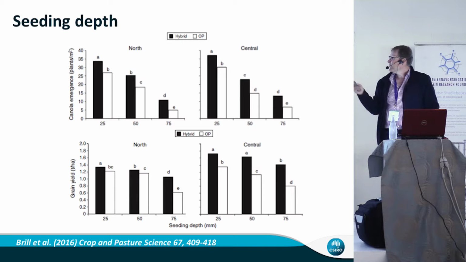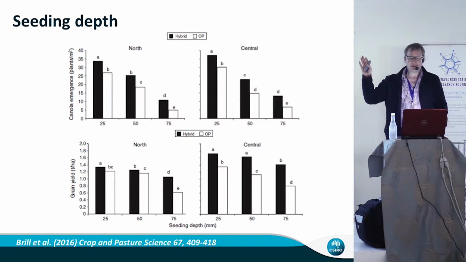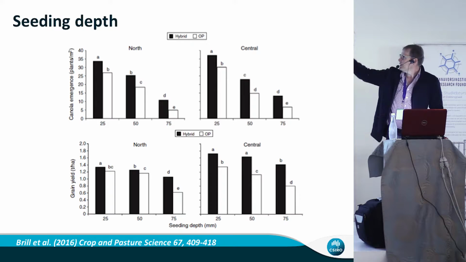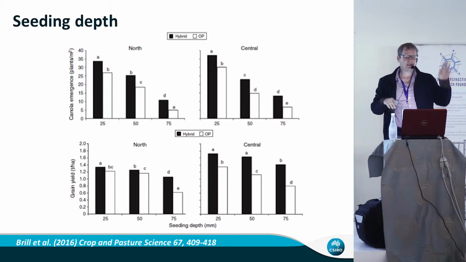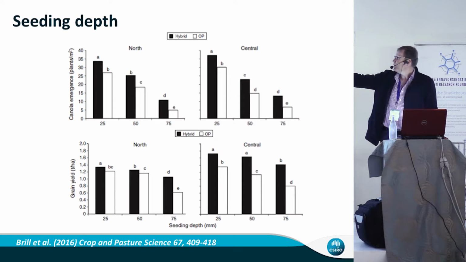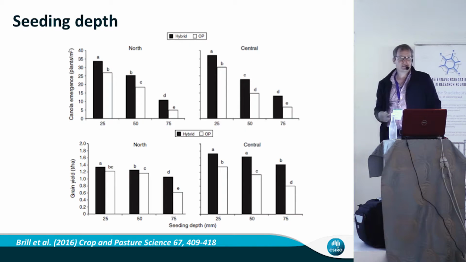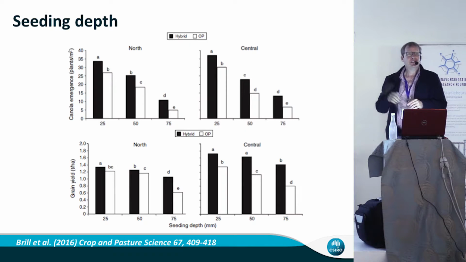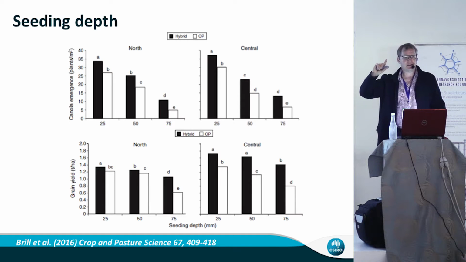I'll just show you some data here. You probably can't read the numbers, but the left-hand side and the right-hand side are showing 2 different areas in Australia. The top graph is the emergence from 25 millimetres, 50 millimetres and 75 millimetres. You can see how establishment at both sites declines as the seed has to come from deeper. The hybrid is the black bar and the OP is the white bar. The hybrids do have a slight advantage over the OP, but really the seeding depth is the driving factor there.